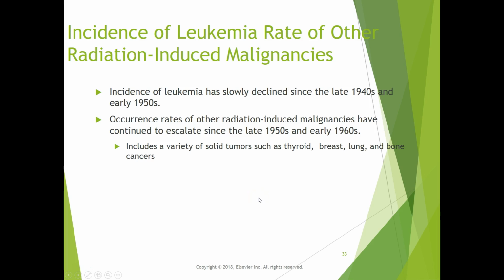Okay, so the incidence of leukemia has slowly declined since the late 40s and early 50s, but the rates of other radiation-induced cancers have continued to escalate since the 50s and early 60s. And that's that variety of solid tumors like thyroid, lung, breast, bone cancer.